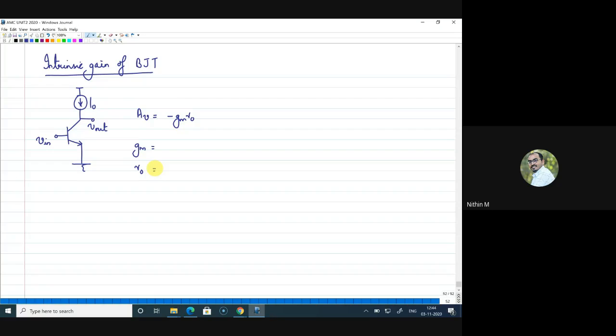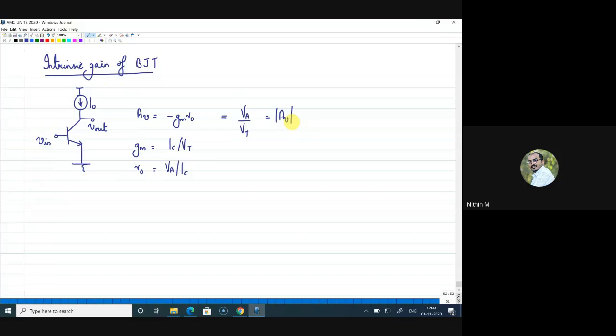So your gm is basically IC by VT and r0 is VA by IC, right? These are the small signal parameters we have looked at. That means your Av is equal to VA by VT, or if you write the magnitude, the intrinsic gain is VA by VT.